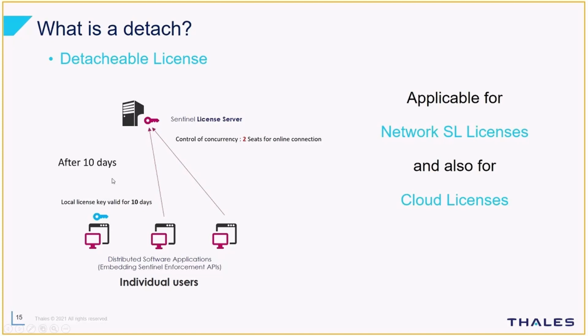After those 10 days, the key will be destroyed locally on the user side. The number of concurrency will be reestablished to the original value, meaning 3. And that third seat will be available for anybody from the company to consume, or if it's a cloud license, using an ID string.